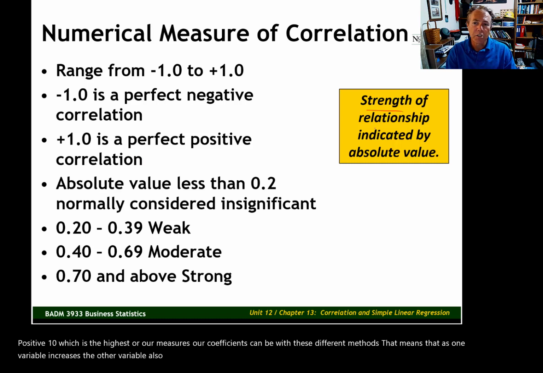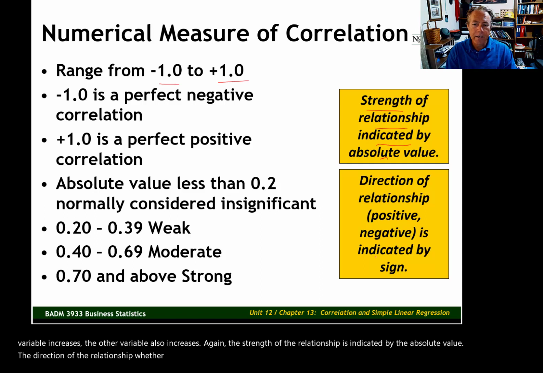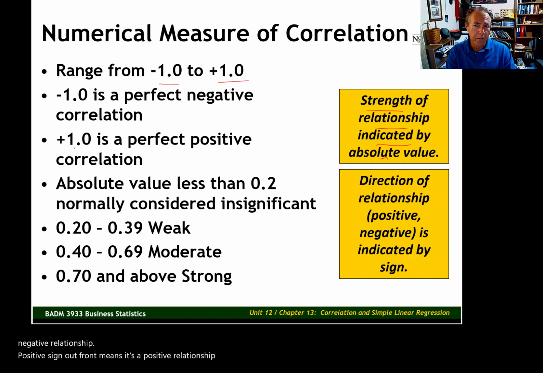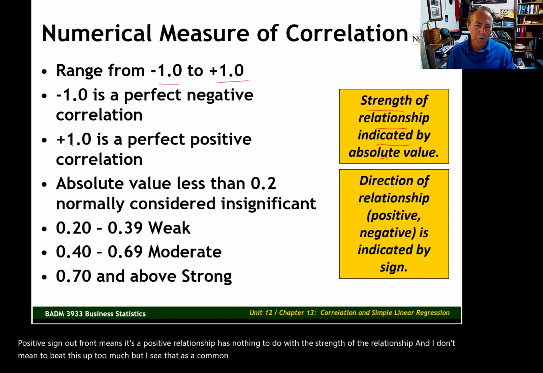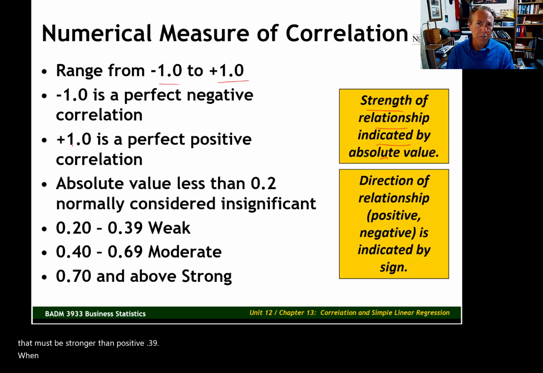Again, the strength of the relationship is indicated by the absolute value. The direction of the relationship, whether it's positive or negative, is indicated by the sign. A negative sign out front means it's a negative relationship. Positive sign out front means it's a positive relationship. It has nothing to do with the strength of the relationship. I don't mean to beat this up too much, but I see that as a common mistake. Students will sometimes think, well, it's negative 0.70, so that must be stronger than positive 0.39. Now, when you're talking about strength of the relationship, ignore the sign and just go by the absolute value.